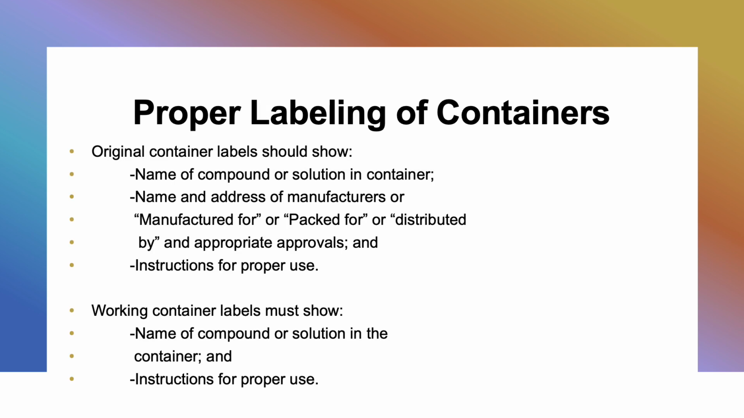So what constitutes proper labeling of containers? Well, the original label on a container should have the name of the compound or solution in the container, the name and address of the manufacturer, or manufactured for, or packed for, or distributed by, and appropriate approvals, as well as instructions for proper use. The label is the law with regard to these chemicals. Working container labels must show name of the compound or solution in the container and instructions for proper use.